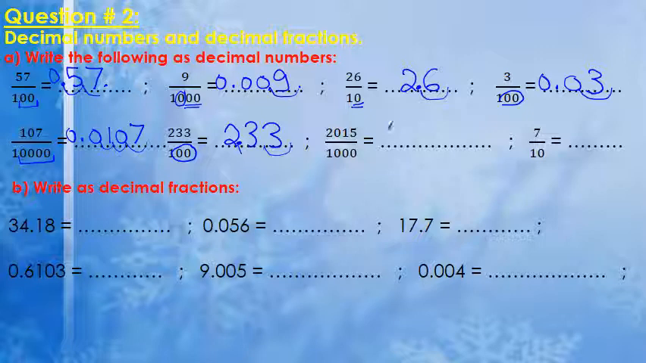2015 over 1000, we write 2015. We have 3 zeros in the denominator, so we move 3 digits to the left: 1, 2, 3, it is 2.015.